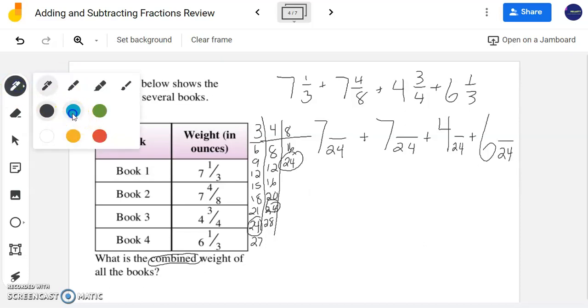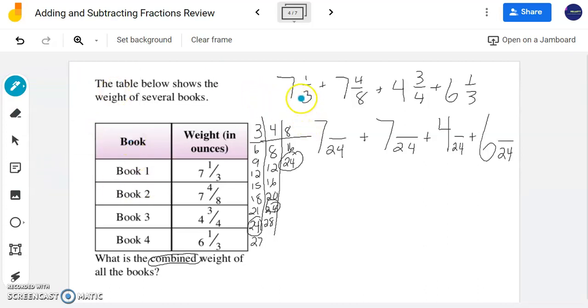So in blue for this problem, let's take a look at 7 1/3. How did I change that? 3 changed to 24. Well, 3 times 8 happens to be 24. So if I multiply my denominator by 8, I multiply my numerator by 8. So 1 times 8 is 8. Now I look at 7 4/8. 8 changed to 24. Well, 8 times 3, we learned from the previous problem, is 24. So 4 times 3 is 12. Notice this created my new numerator.